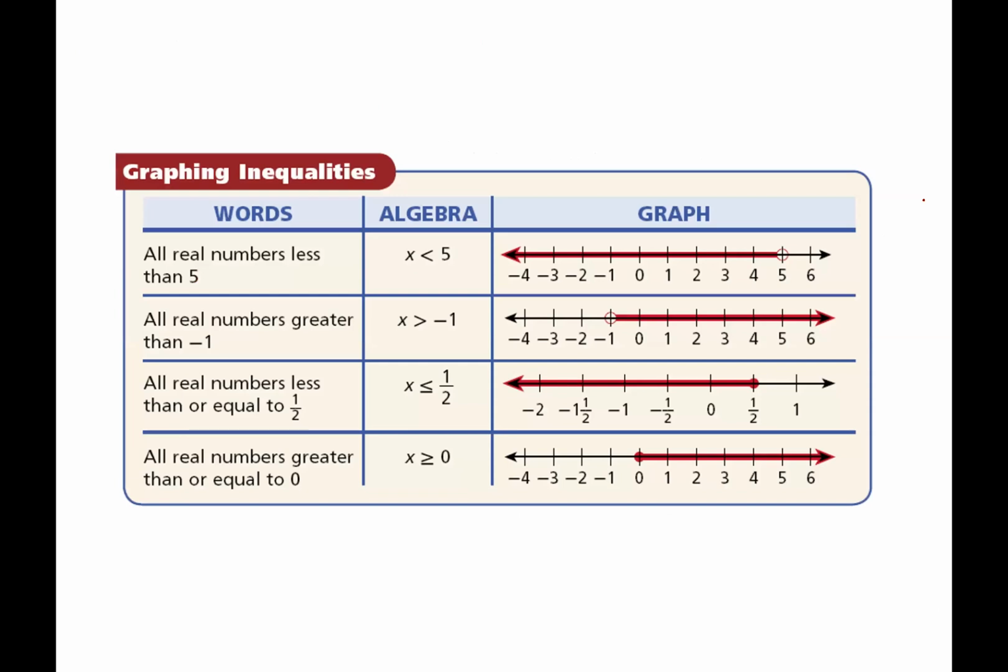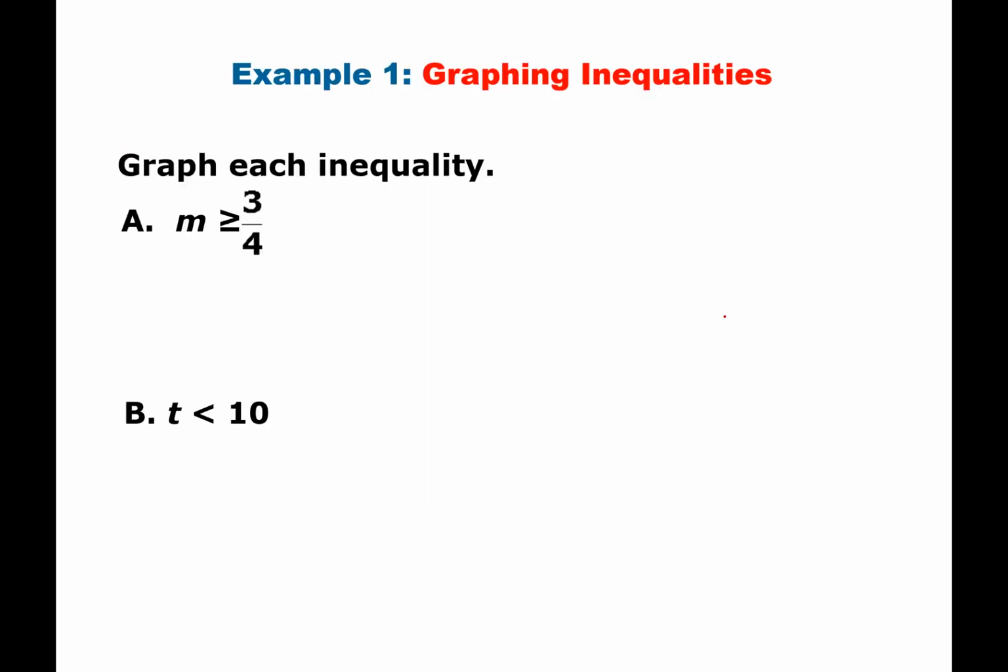Okay. X is less than 5. In this case, I do not have an equal sign, therefore my circle is open, and less than, which means it's going to go to the left. The next example, x is greater than negative 1. So at negative 1, I draw a circle, I leave it open because there is no equal sign, and I go to the right. Okay. Now let's graph these inequalities.